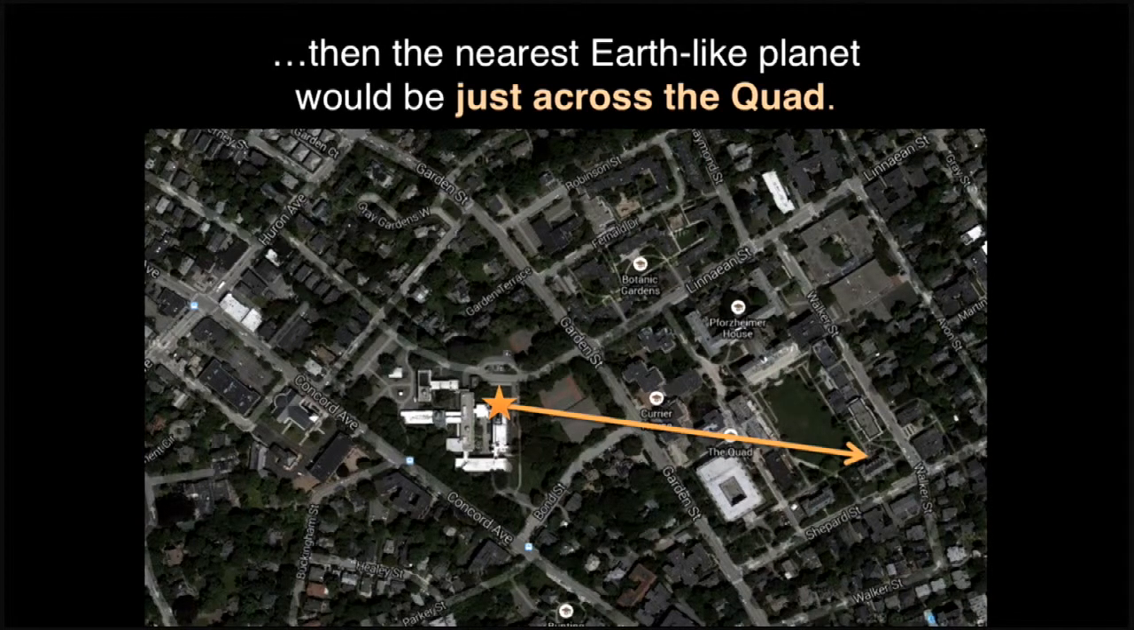So that's pretty close, and I would be very happy to walk that distance if it meant I got to see a potentially habitable planet. Which brings me to the next question, which is, how are we going to find these planets?